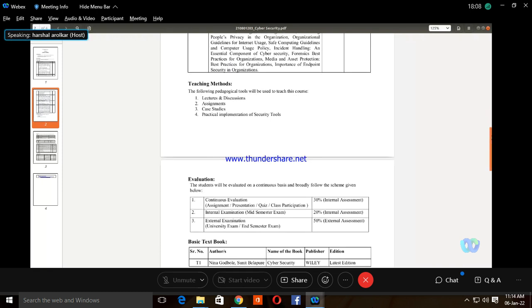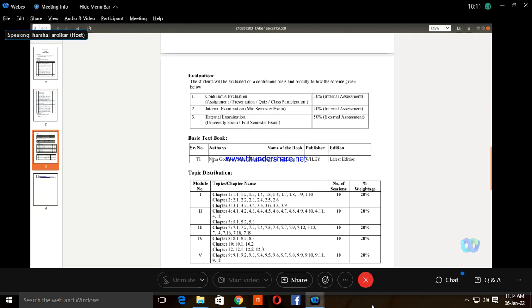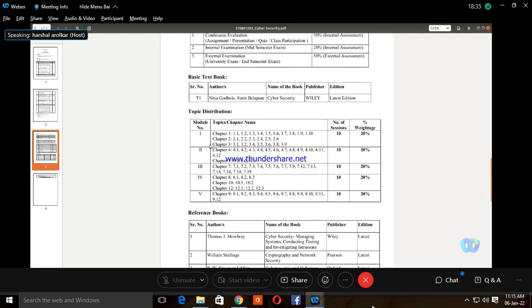The book that you are going to follow is Cyber Security: Understanding Cyber Crimes, Computer Forensics, and Legal Perspectives. If you are able to see, this is the book. It is a book from Wiley. So this will be the book that we will be following. The chapter distribution from this book is also given in this syllabus. So we'll have chapters 1, 2, 3, 4, 5, 6 is not there, 7, 8, 9, 10, and 12. These are the chapters that we'll be covering, almost all chapters from this particular book.